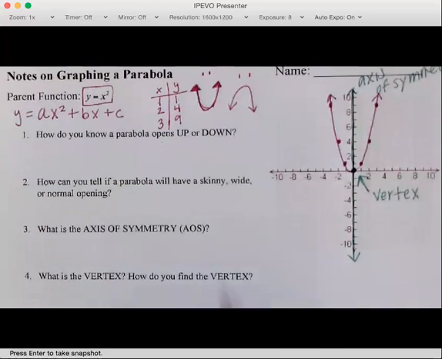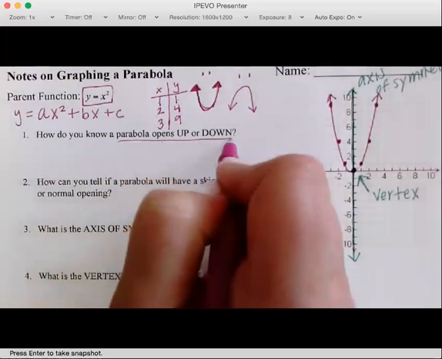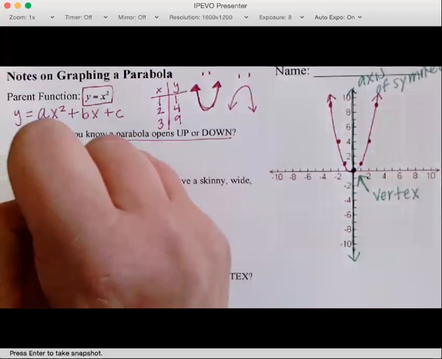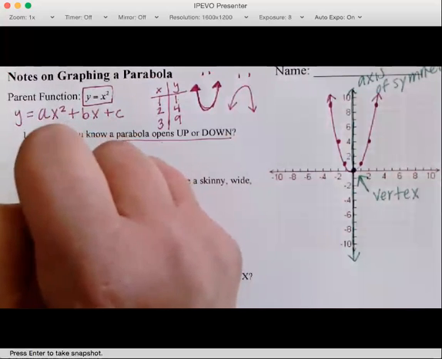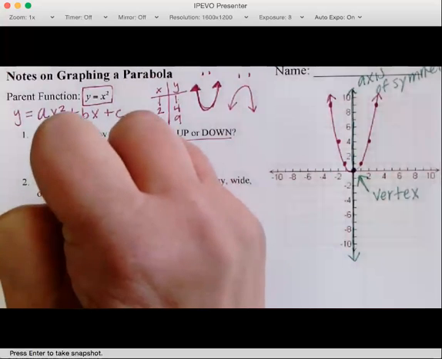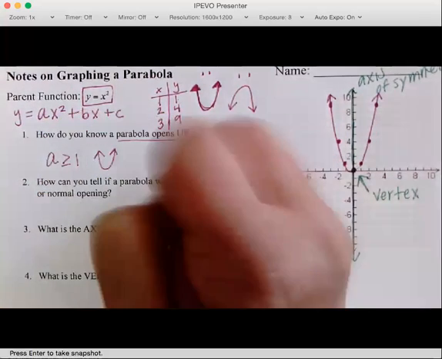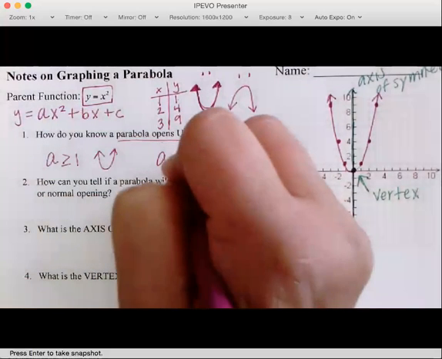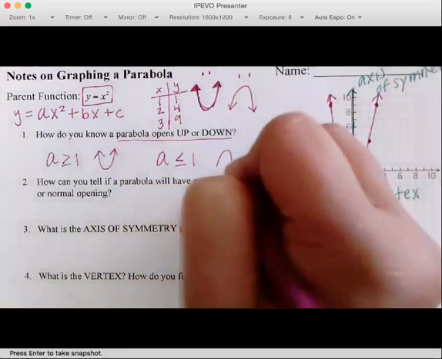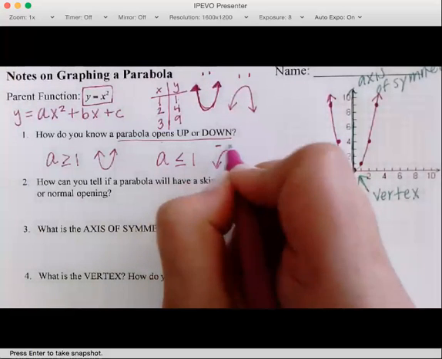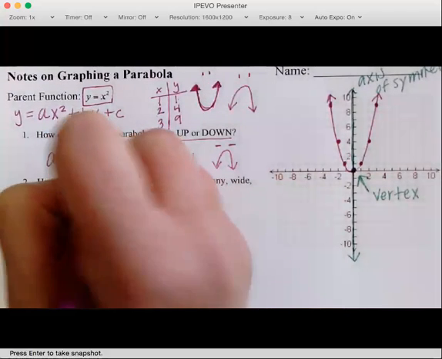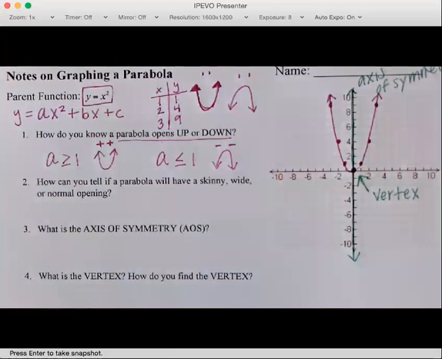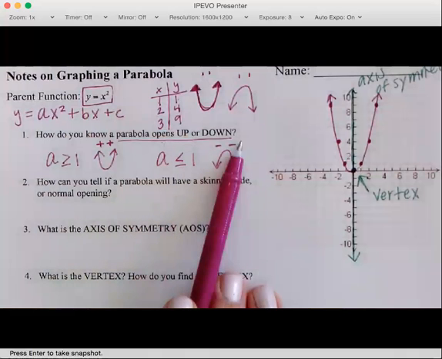Okay, so how do you know a parabola opens up or down? If your A is positive, so greater than or equal to 1, it's going to be a happy face because it's positive. If A is negative, less than or equal to 1, then it's going to be facing down. So I kind of do this. If A is negative, it's going down. If A is positive, it's going up. So that A value is really what is going to tell you if it's an upward curve or a downward curve.